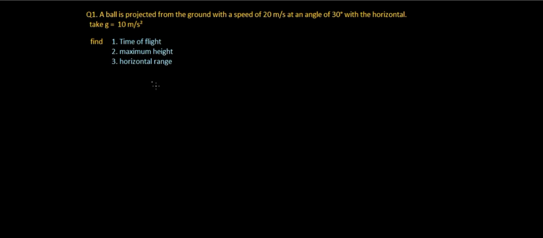There is a question in NEET. A ball is projected from the ground with a speed of 20 meter per second at an angle of 30 degree with the horizontal. Take g equal to 10 meter per second square and find time of flight, maximum height and horizontal range. We will understand this question very deeply and it will take time, so please watch the video till end. Time of flight.